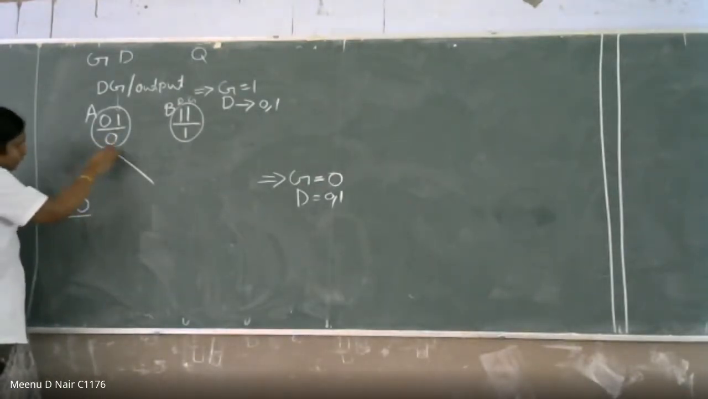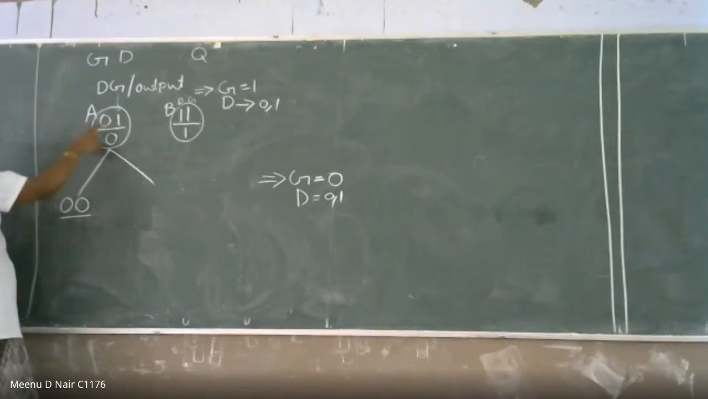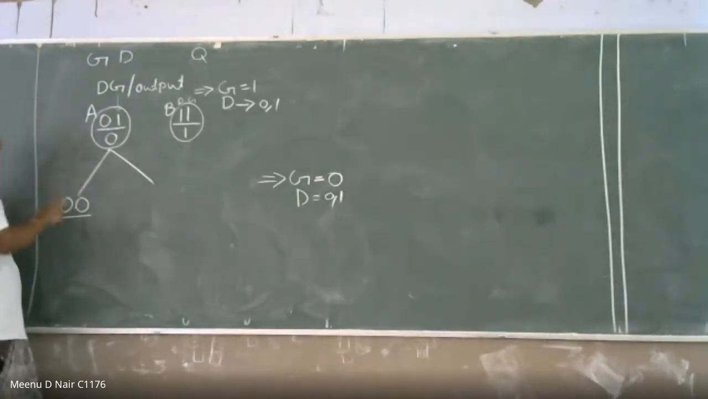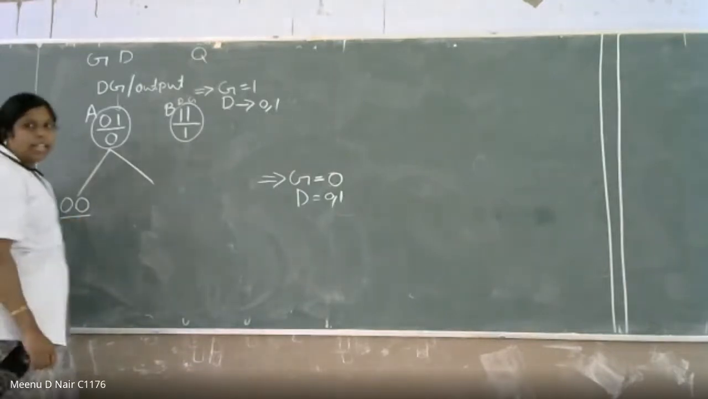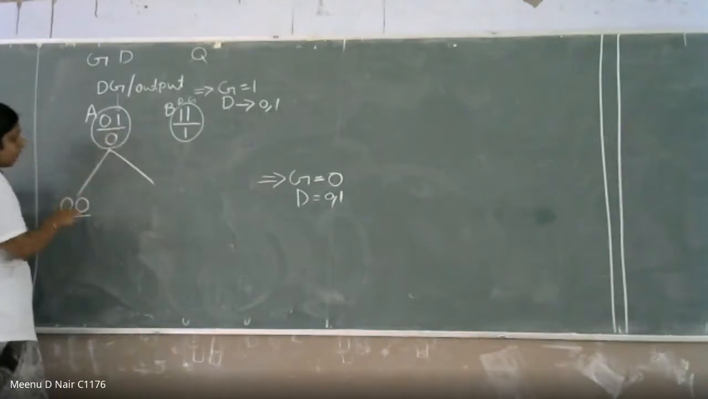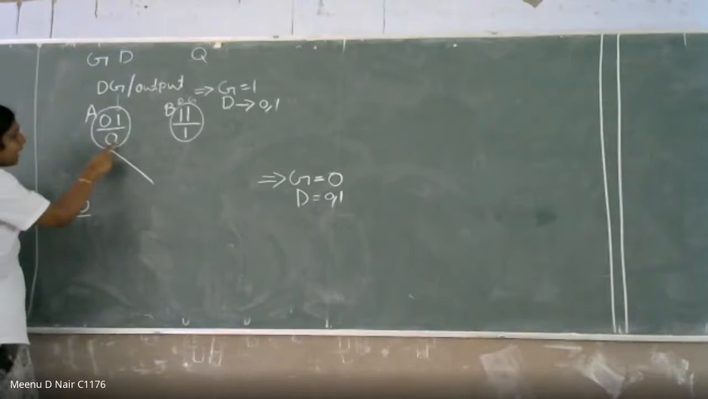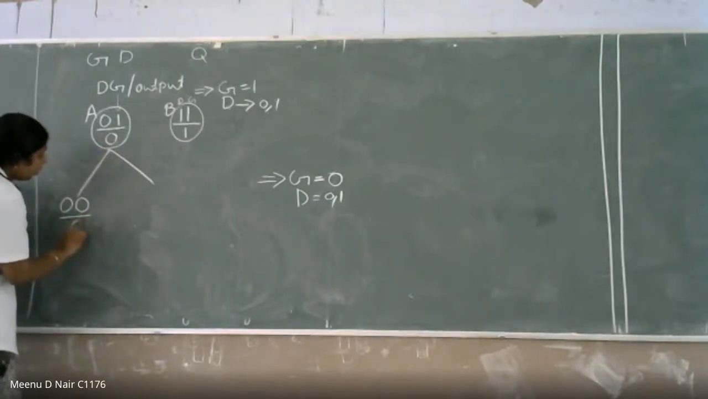But from here only, you are changing your output value. This is 0. You are making G equal to 0 and D equal to 0. You are changing only one bit at a time, right? So what is the output in this condition? Because here G is equal to 0, it will retain the same output value, 0.